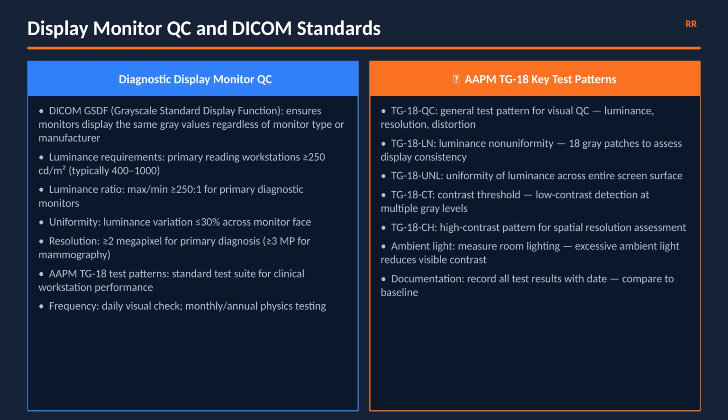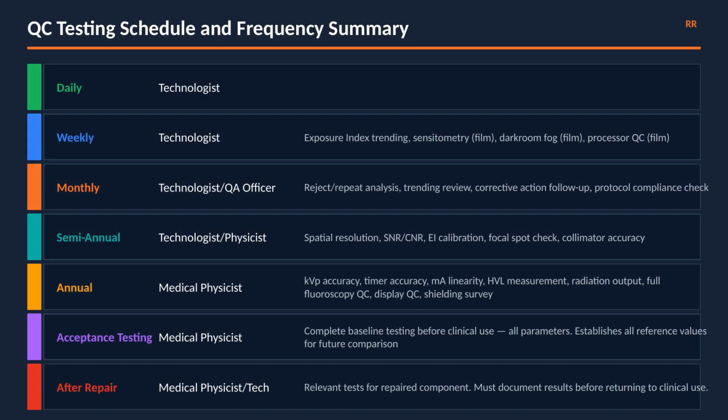Display monitor QC: the complete QC schedule across all time intervals. The registry tests individual test frequencies directly. Daily, performed by the technologist: flat field uniformity for DR systems, artifact check, monitor visual QC, current reject rate review, and CR erasure check. These are the eyes on the equipment checks that catch problems before they affect patient care.